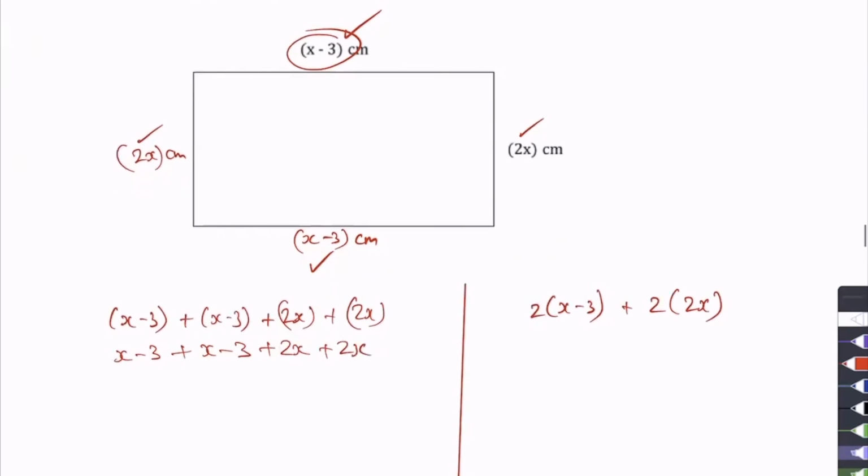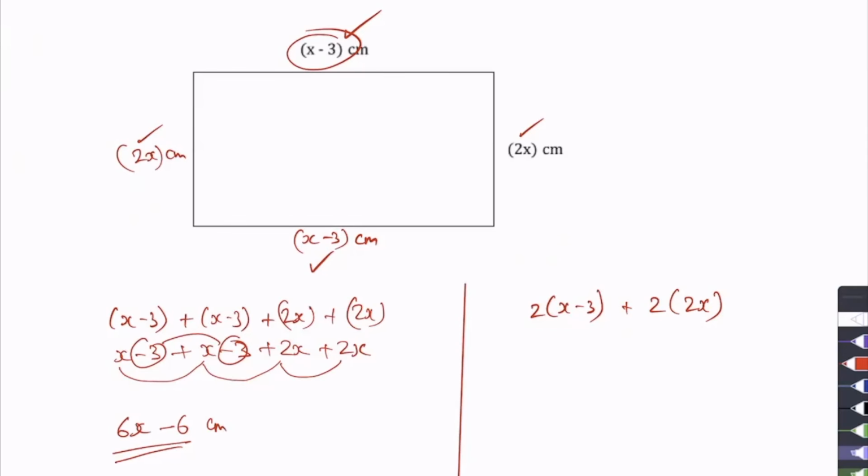Let's collect our like terms. x plus x is 2x. 2x plus 2x is 4x. 4x plus 2x is 6x. And then we have minus 3, minus 3 gives us minus 6. And there's our expression for the perimeter of the rectangle, and we can then add the units in as well.